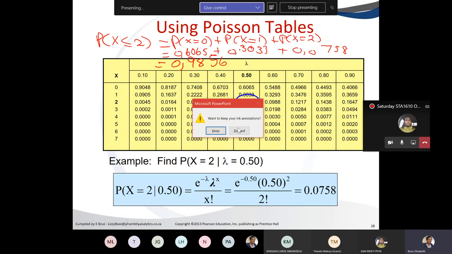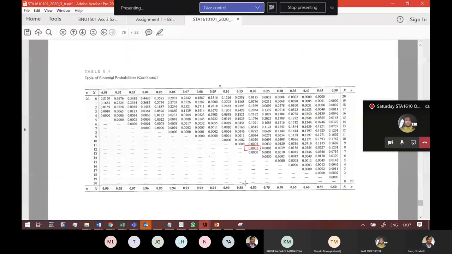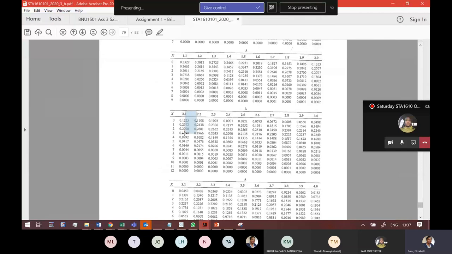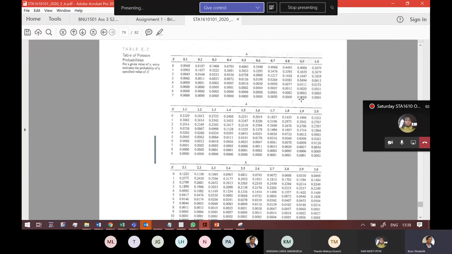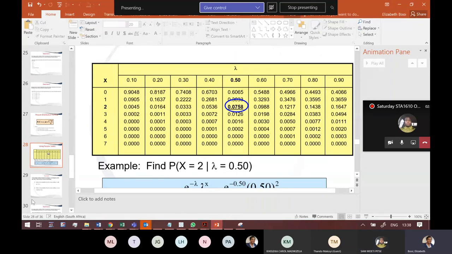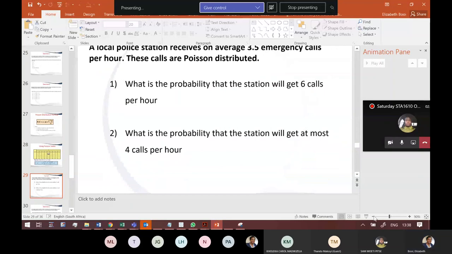So let's look at the table. I'm just going to go out and show you the real actual table that you need to be using. So this is the table. Since I'm using this online, I must turn it. And that is the table. It's called table E7 from your book. So let's say we want to answer the same question, not the same question, but let's say this is the question that we want to answer.